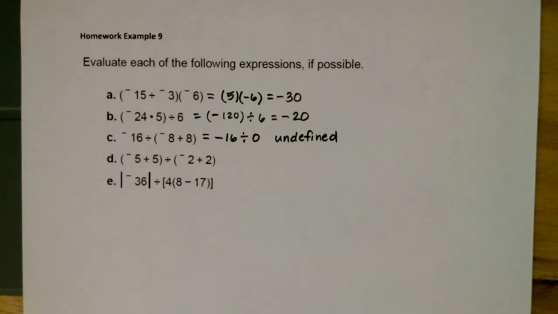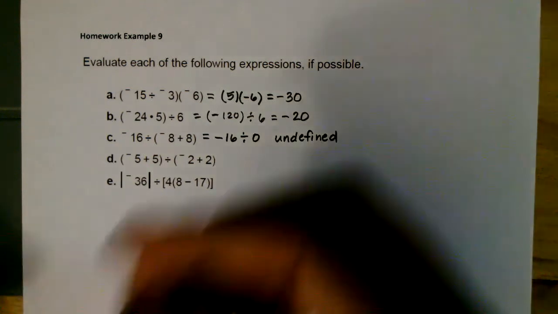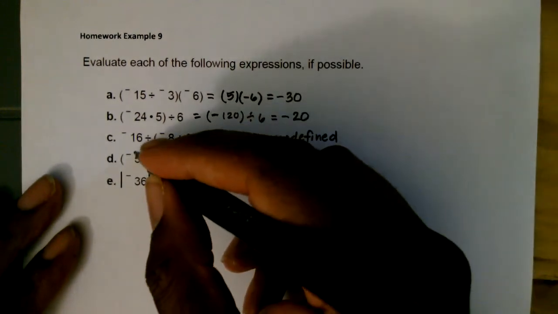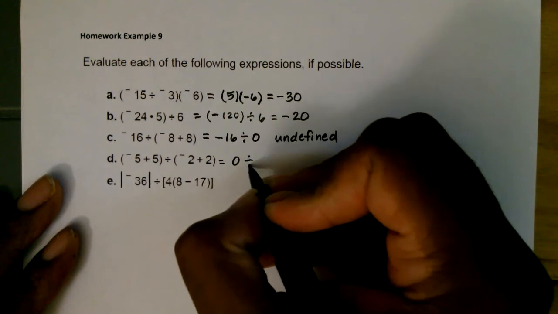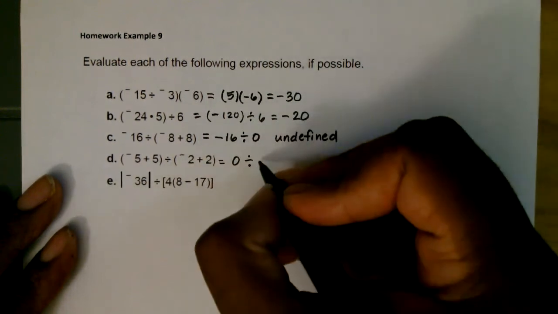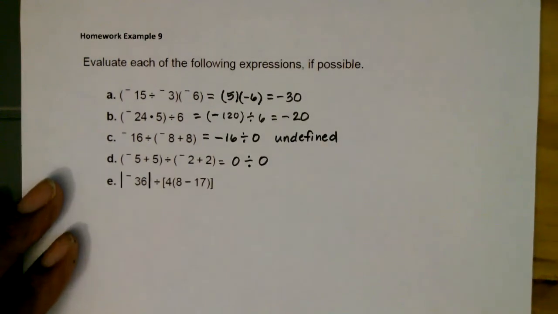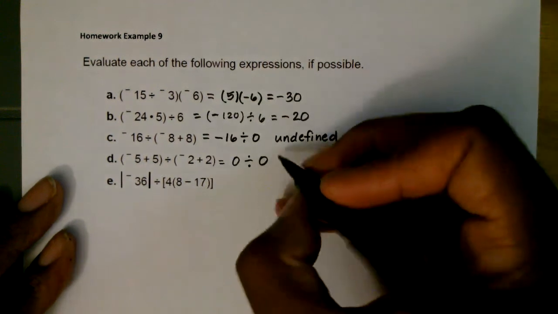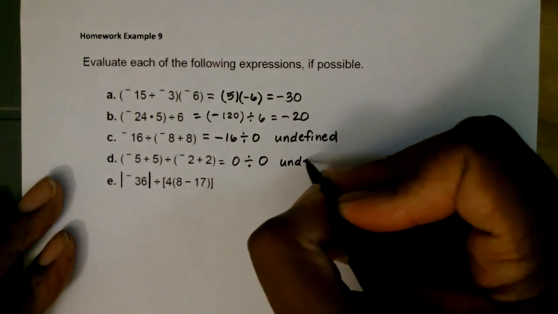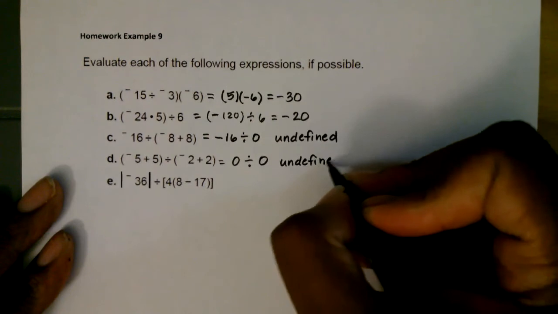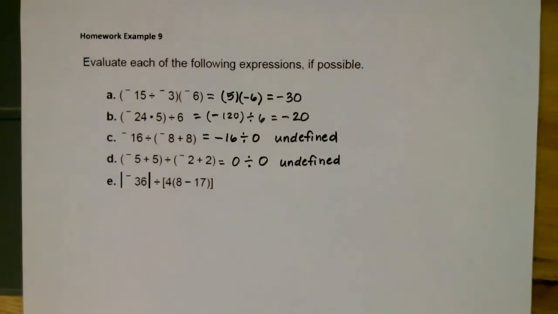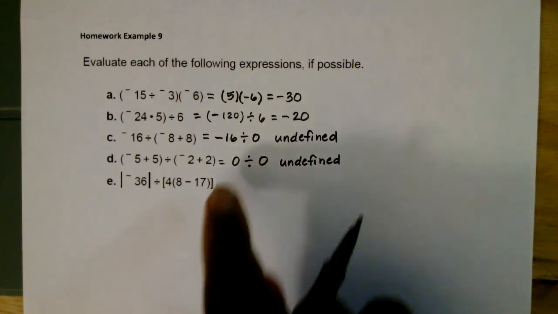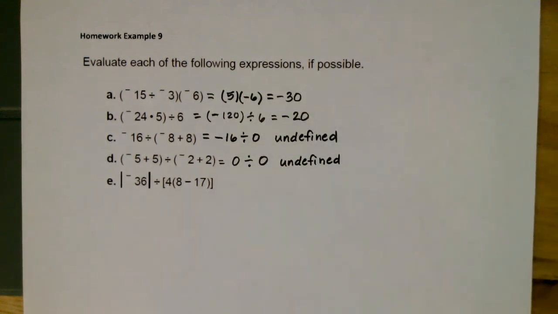Part D, negative 5 plus 5 divided by negative 2 plus 2. Work inside the parentheses, negative 5 plus 5. That's, of course, 0. That's going to be divided by negative 2 plus 2. That's 0. Here again, we've got 0 divided by 0. That too is undefined as well. And you might want to refer back to the video for section 3.5 dealing with division of whole numbers, where this right here, 0 divided by itself, is undefined.